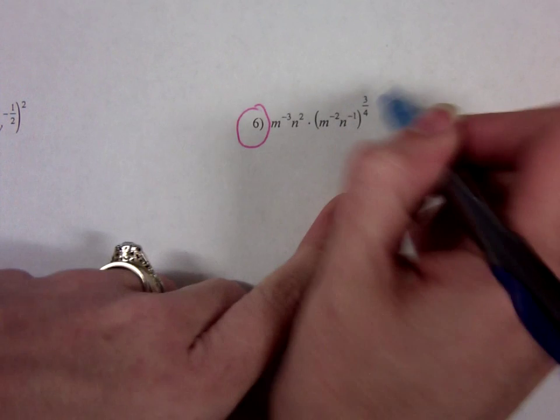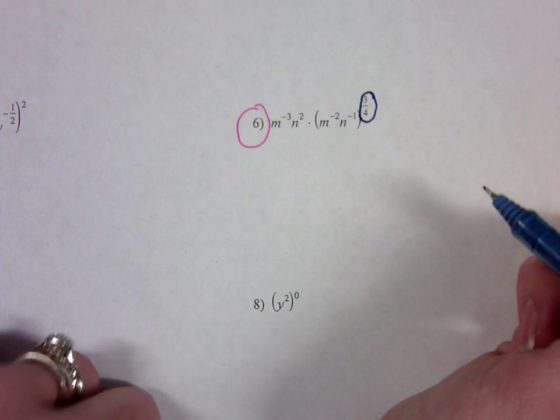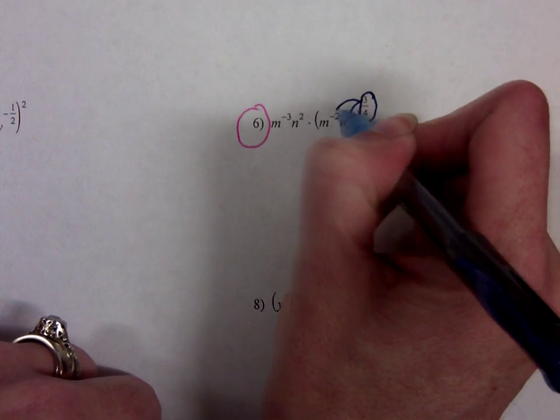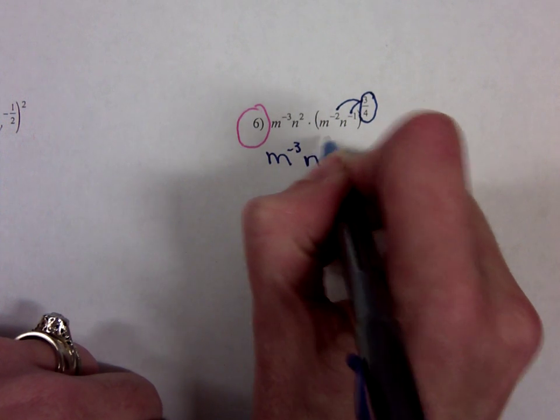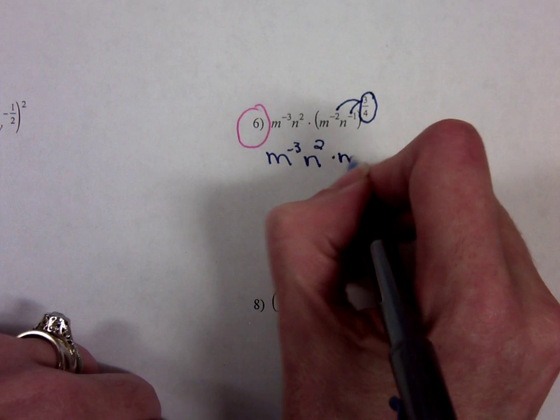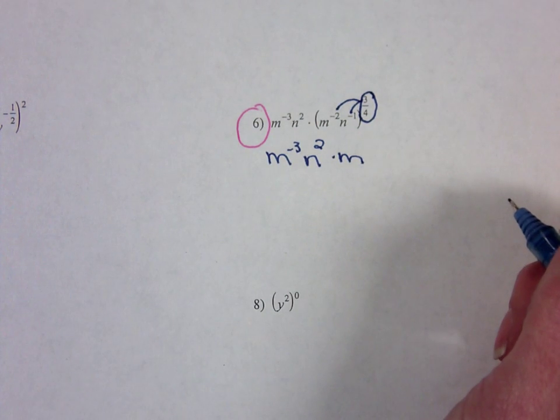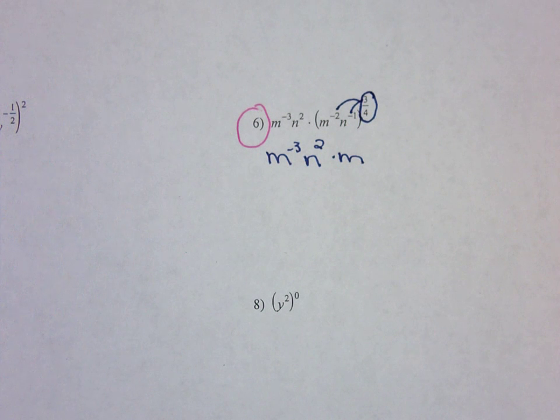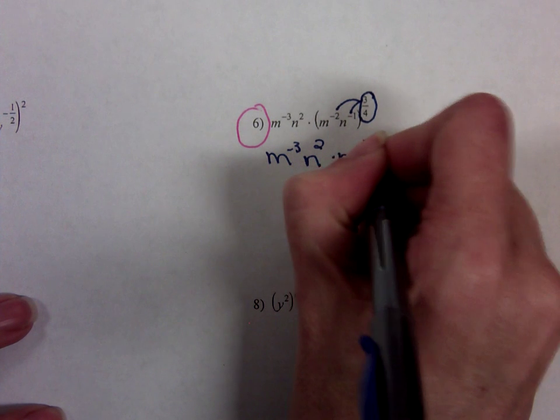Multiply what? The exponent by -3. Okay, so we're going to multiply the 3/4 times what exponents? -2. Right, only the ones in the parentheses. So I'm just going to write down m to the -3, n squared times m to the, what's -2 times 3/4? Grab your calculator and... -2 times 3/4. -3 over 2.